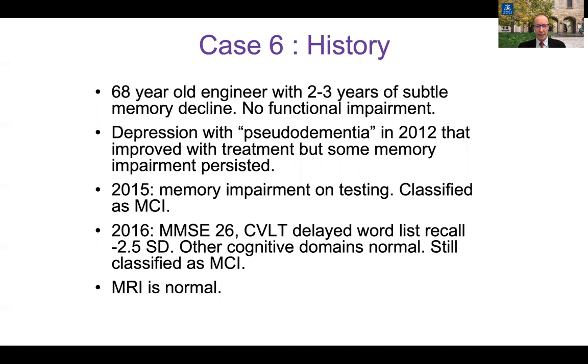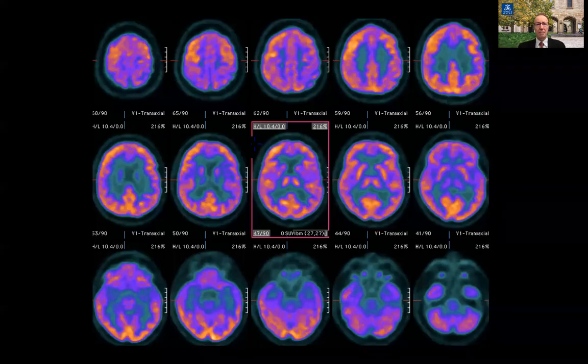In 2016, the mini mental state score was 26. The word list recall was -2.5 standard deviations, so objective evidence of a significant memory problem. Other cognitive domains remained intact, so still classified as MCI, and the MRI was normal. An FDG PET was done. Here it is.